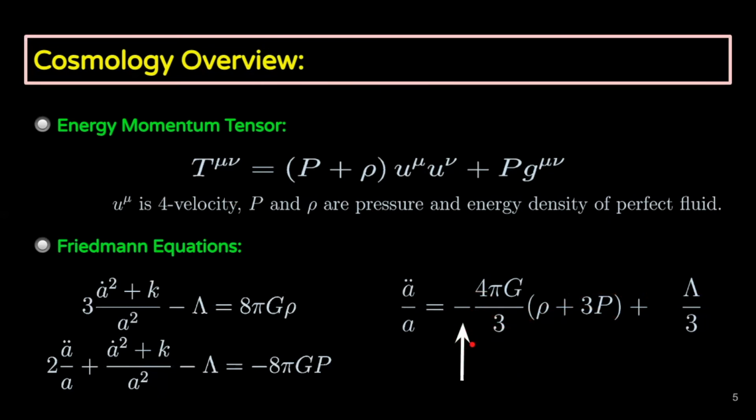The motive for the introduction of the lambda term was to justify Einstein's idea of a static universe, so there should be a term on the right hand side which can compensate this gravity term. Therefore, Einstein introduced a term to explain the static universe, which is given by this equation.